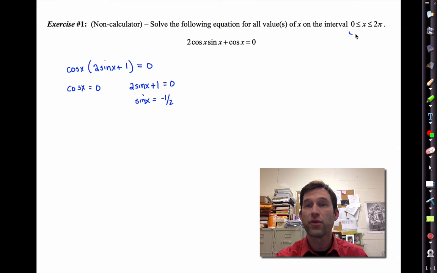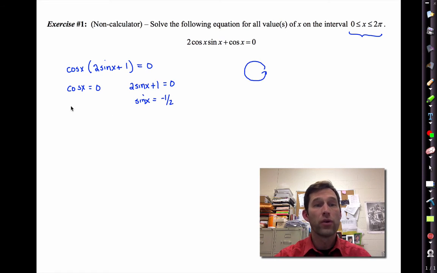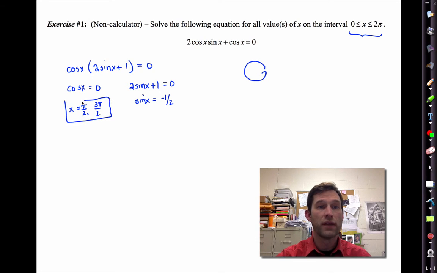Now, it's very important for us to keep our interval in mind. It's not always just about the equation, it's also about the interval. So I think to myself, as I go around that unit circle once, from 0 to 2 pi, where do I hit an angle that has a cosine of 0? Well, that's going to happen at pi over 2, and it's going to happen at 3 pi over 2. So there are two of my solutions.